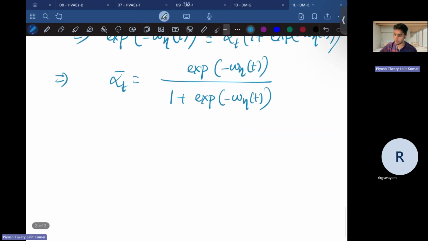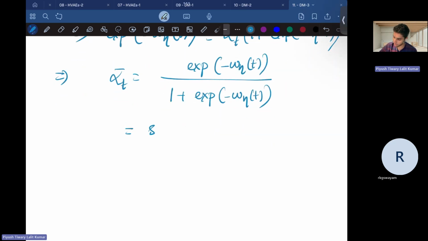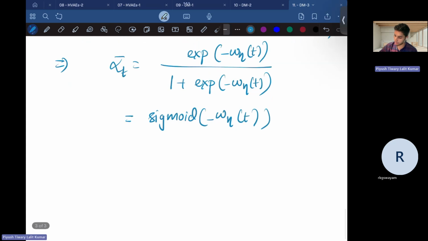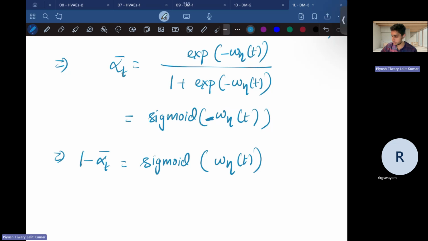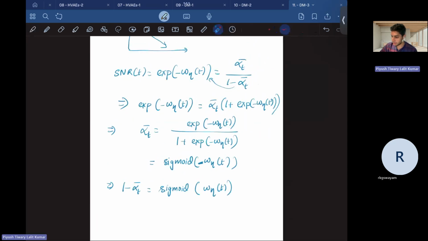This is something that is quite well known. This is also known as the sigmoid of minus omega eta of t, right? And this also implies that 1 minus alpha t bar is nothing but sigmoid. If you do some calculation, it is simple to show that 1 minus alpha t bar is sigmoid of just omega eta of t. That's all.